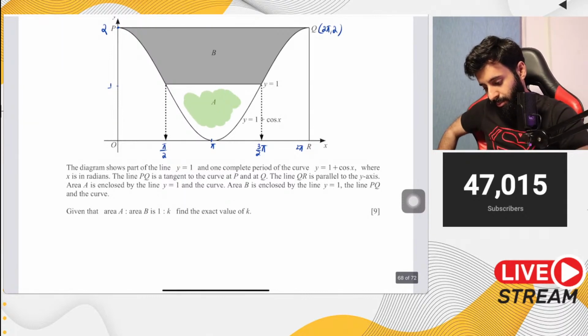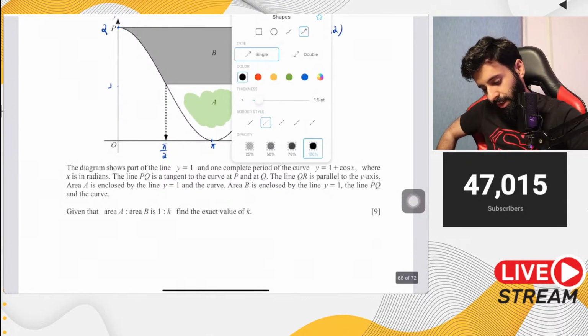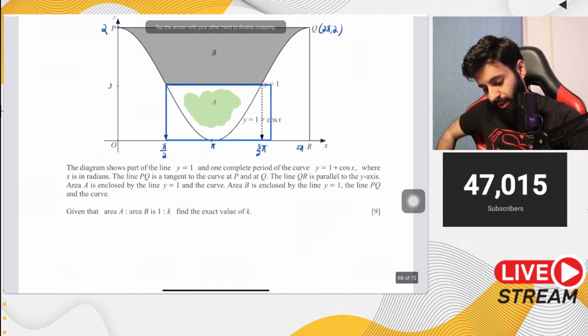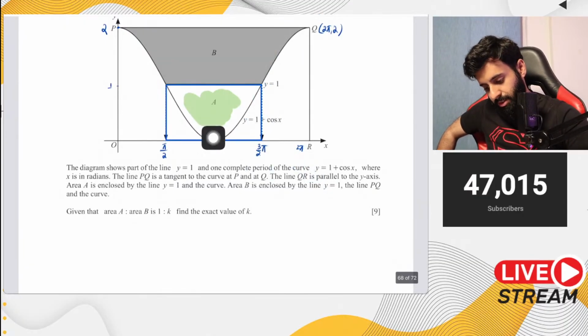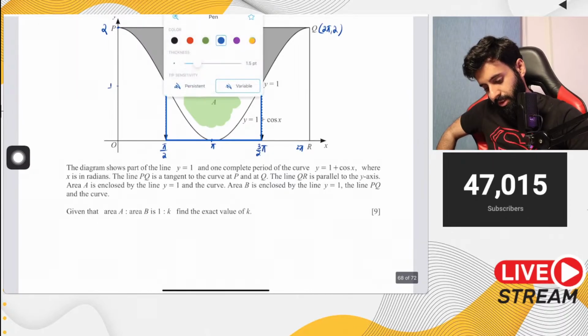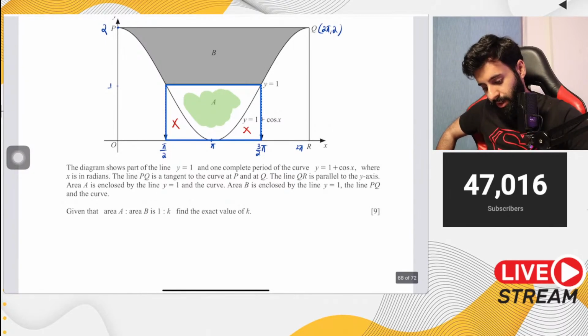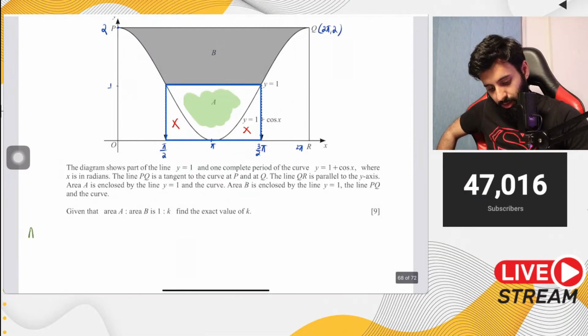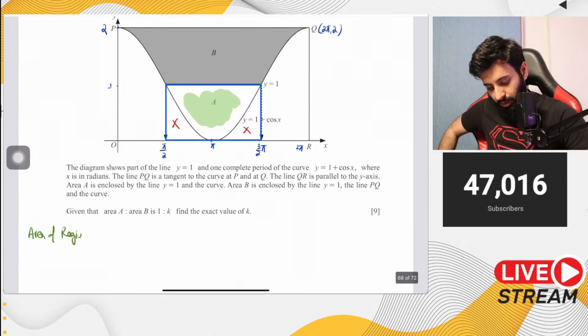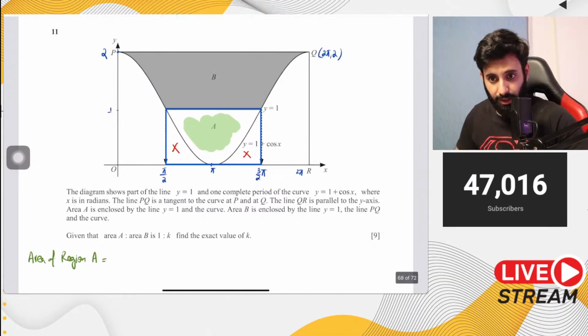Here's what I'm going to have to do. I'm going to have to first find out the area of the rectangle, and from the area of the rectangle, I will have to minus this region in red and minus this region in red, and that is how I will get the area of the shaded region. So the area of region A is going to be equal to this.